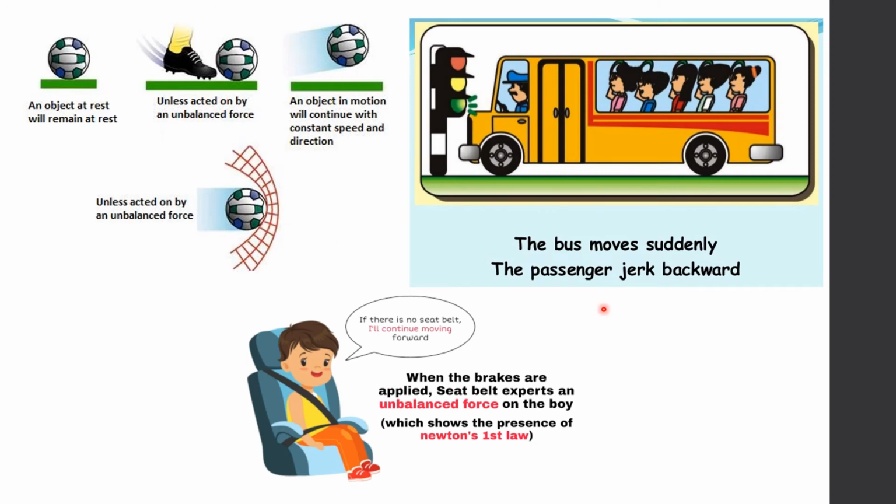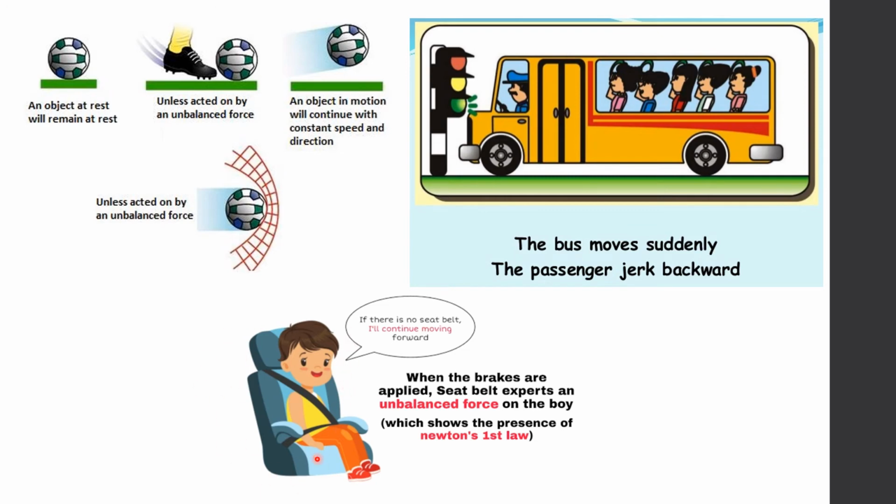Another example here, the bus moves suddenly, the passenger jerks backward. So, kapag biglang gumalaw yung jeep, ikaw ay parang backwards kasi yung jeep pa lang ang gumagalaw. Ikaw ay stationary pa lang. So, yun yung inertia mo. Kaya kailangan natin ng seatbelt.